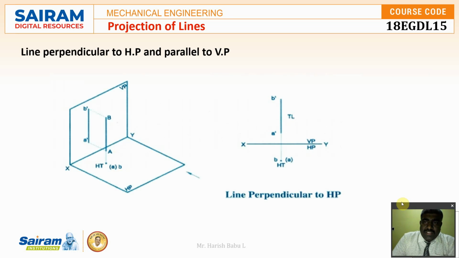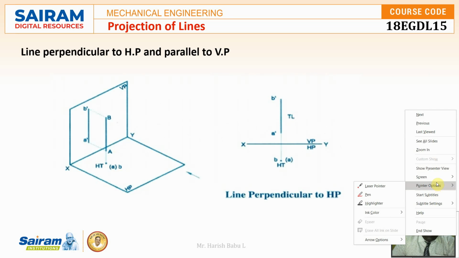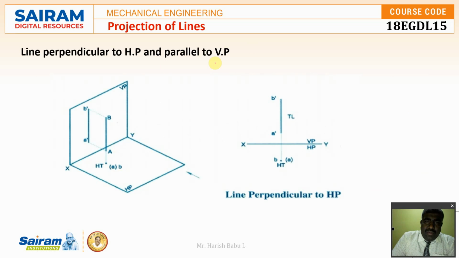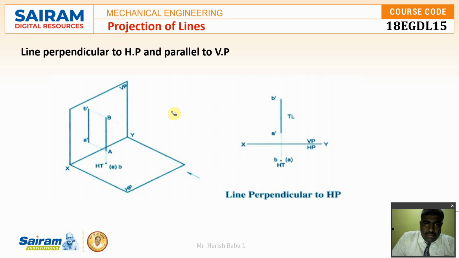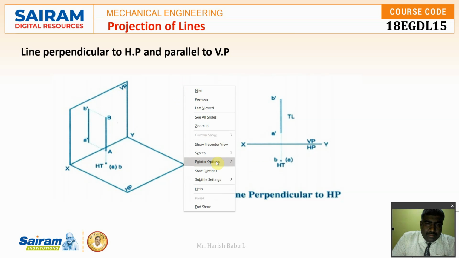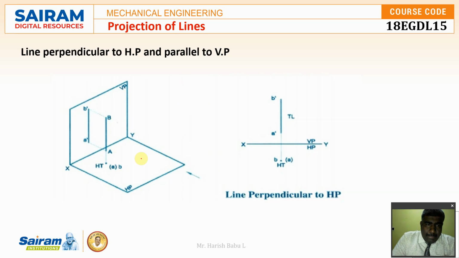So let me take the first condition, that is, a line perpendicular to HP and parallel to VP. You can assume a line over there. I'm going to draw one more line. I'm going to take the line, that is line AB. So line AB is perpendicular to the horizontal plane and it is parallel to the vertical plane. You can see over there.